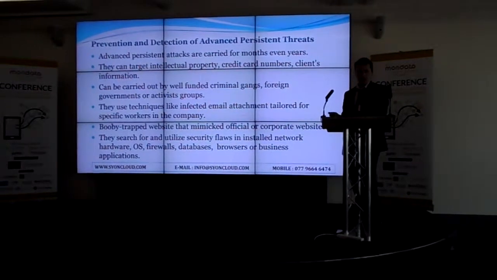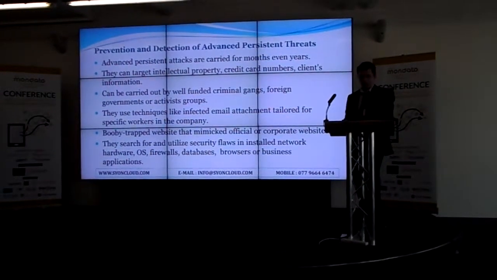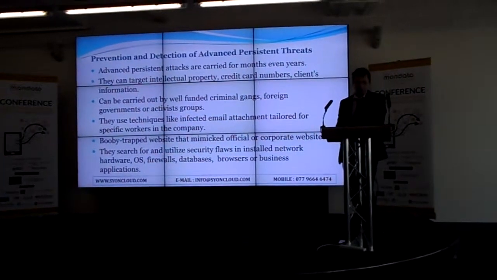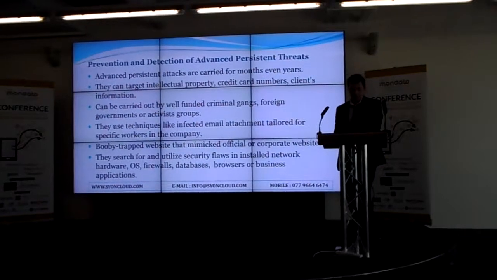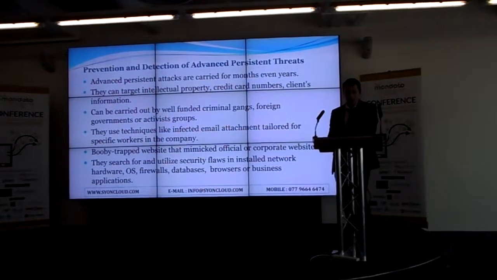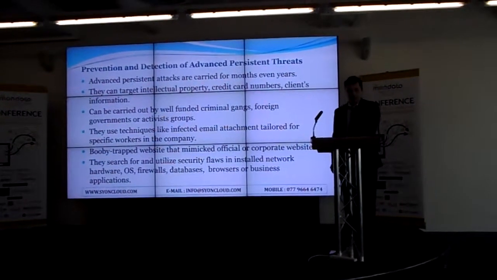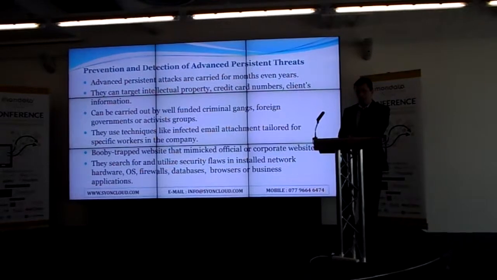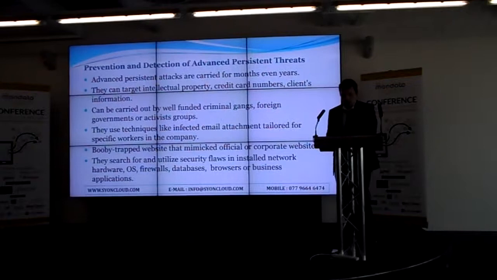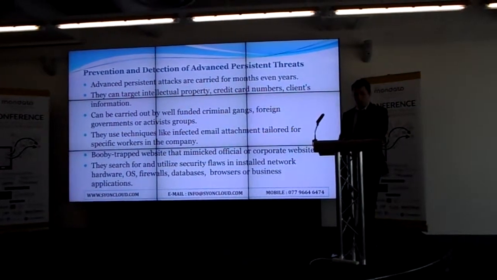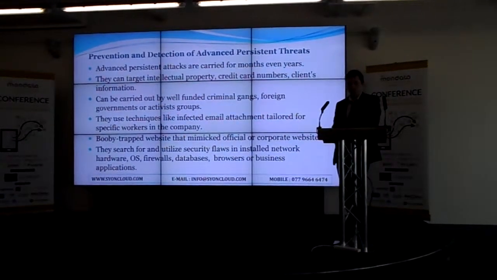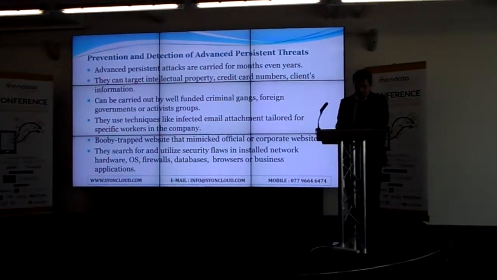So there are many kinds of security threats. Well, I can talk about one of them: the prevention and detection of advanced persistent threats. Advanced persistent attacks are carried out for months and sometimes even for years. They can target intellectual property, credit card numbers, trade secrets, and clients' information. They can be carried out by well-funded criminal gangs, foreign governments, or activist groups.